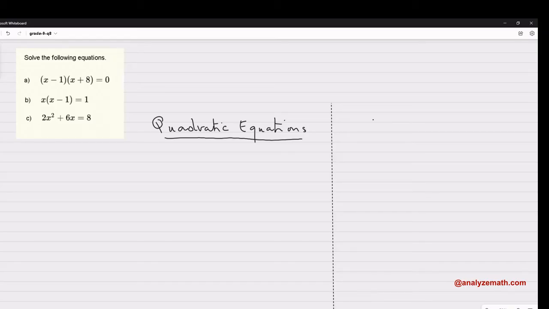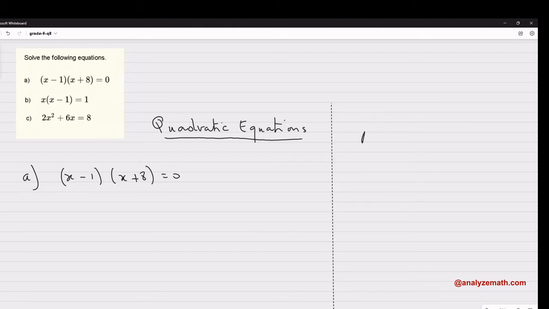This video is about solving quadratic equations. Now we have three equations to solve with different format. So the first one in part A is (x - 1)(x + 8) = 0. Now this is the easiest form to solve because it's already factored with the right side equal to 0.